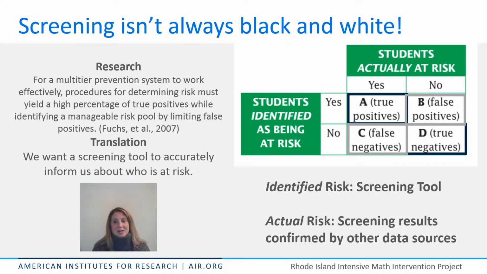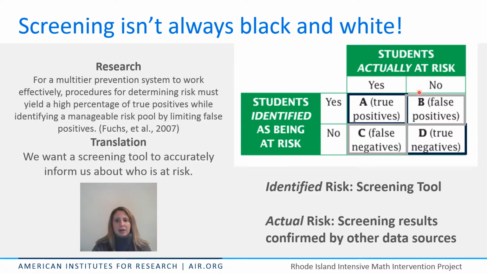Screening isn't always black and white. As we previously stated, during screening, just because a student is identified as being at risk may not necessarily mean they need secondary intervention supports. Screening students to determine risk can result in 4 possible categories.